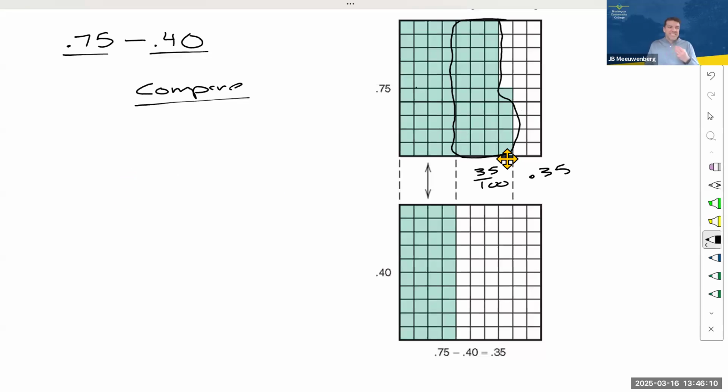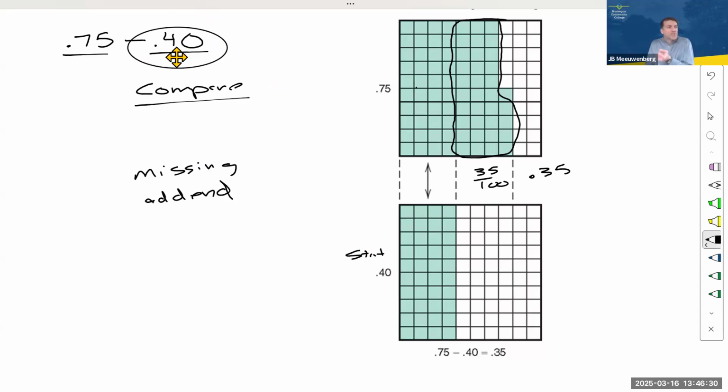Another way we can use this same model here is what we call the missing addend. This is one of my favorite subtraction tools. I use this all the time when I'm doing mental math. It's starting with the smaller number here. So you're starting with this amount, and you're saying, how much do I have to add to get up to the top amount, the big amount, the amount that you started with?